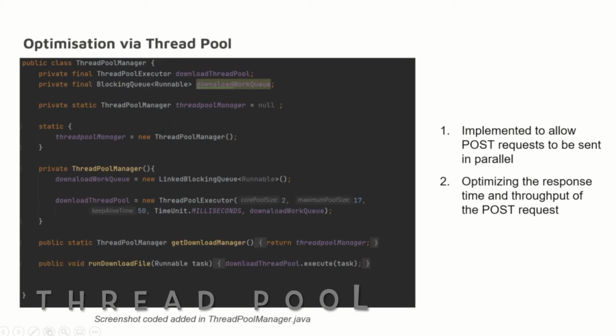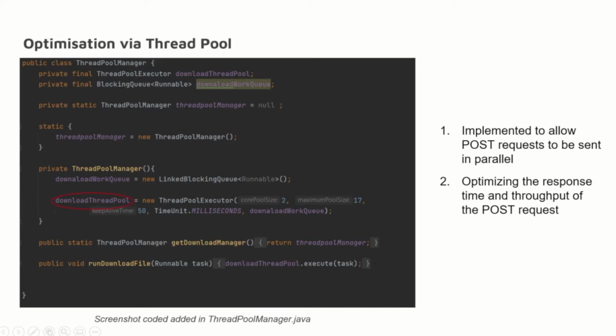Next, we implemented a thread pool to allow post requests to be sent in parallel and also to optimize the response time and throughput of the post request between the Flask server and Android phone. How the thread pooling works in our code is that every time a task is created to send a post request, the thread pool which is used to create threads will spawn new threads for that.